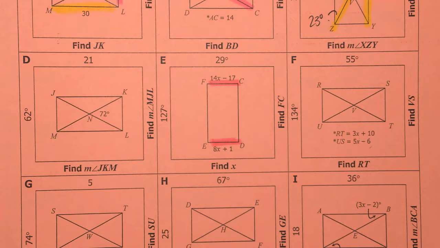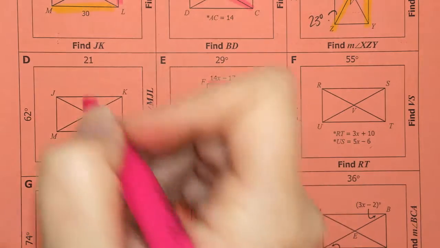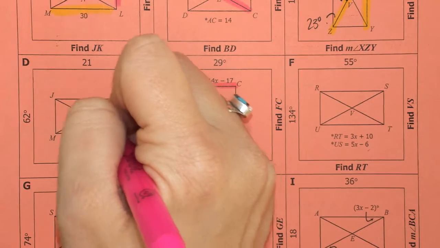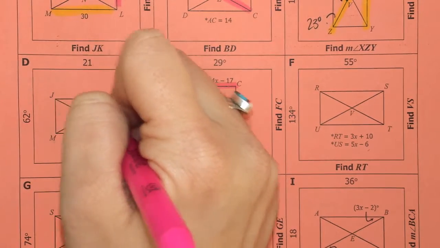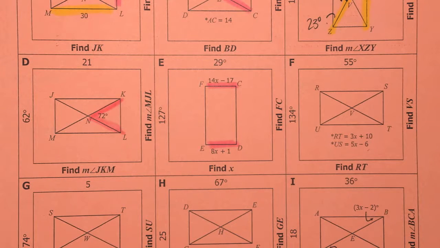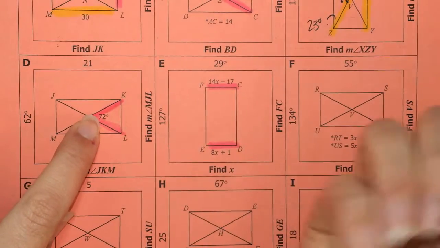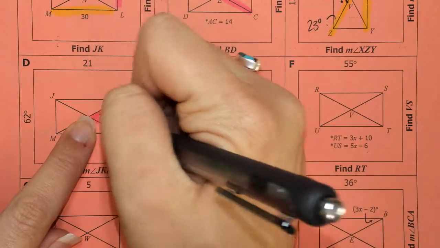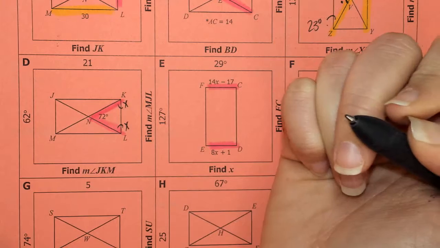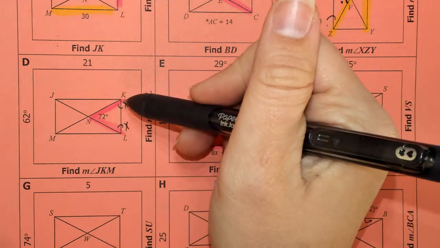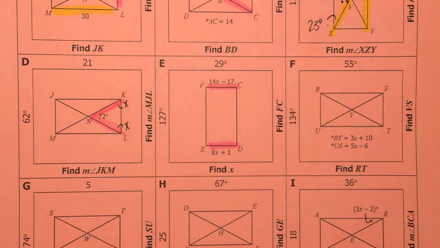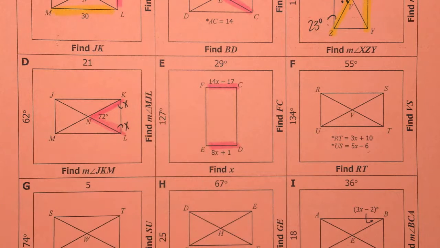That's for E. Now D, it gives us this middle angle, and we can use that angle to find all of the other angles. It's amazing. It asks us for JKM and MJL. Now, if this is 72, that means that this is X and this is X. X plus 72 is 180. Use that to find all of your other angles.